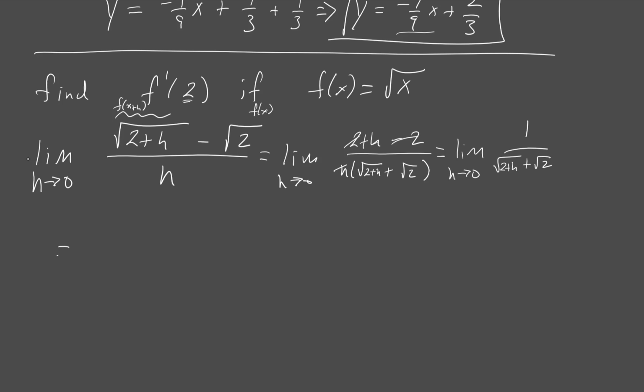So this is equal to 1 over 2 square roots of 2. So that's the derivative of the square root of x at 2. Or sorry, that's the derivative of the square root function at 2.